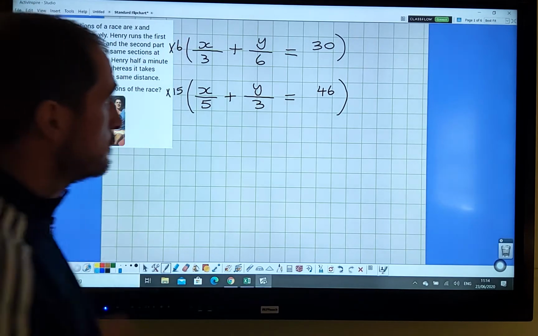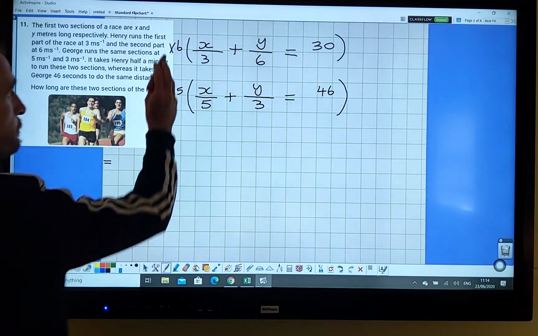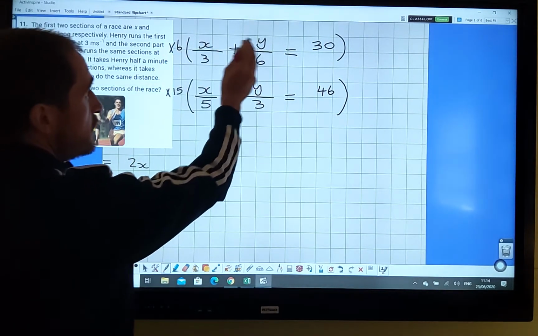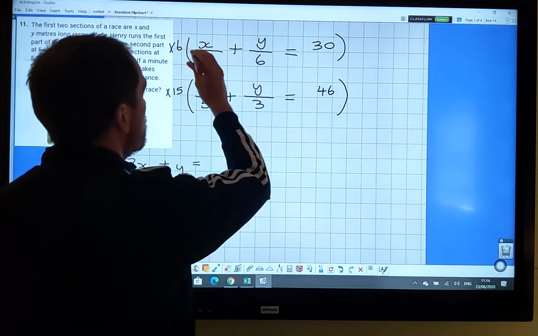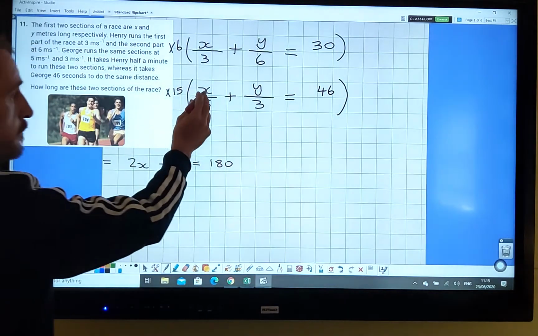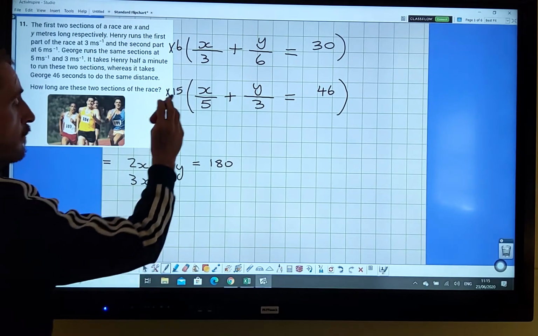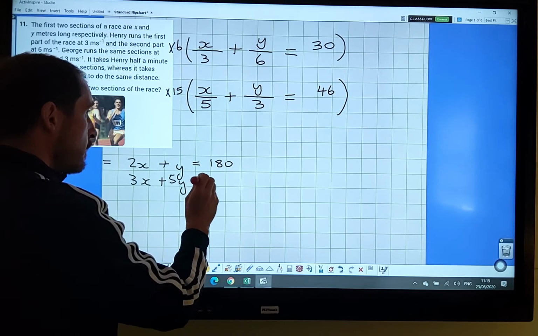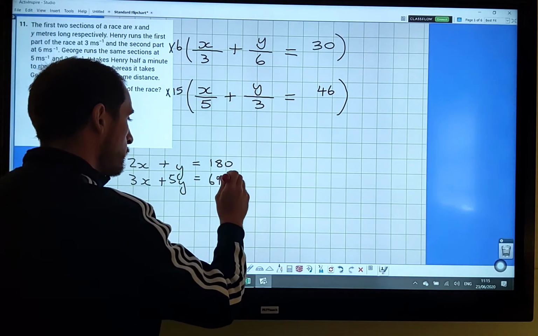So that will give me the following. Okay, so I'm going to write my simultaneous equations down here. So 6x divided by 3 gets me 2x. 6 times y divided by 6 is y. And 30 times 6 is 180. 15 times x is 15x divided by 5 is 3x. 15 times y divided by 3 is 5y. And 15 times 46 is 690.